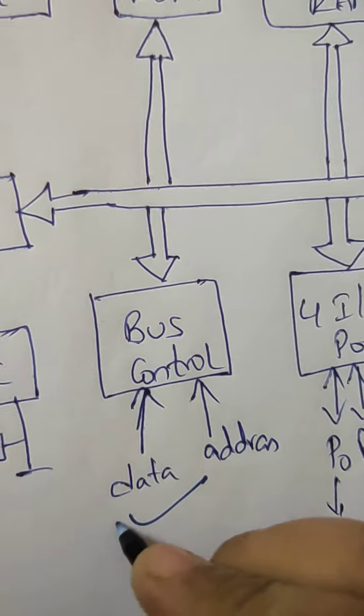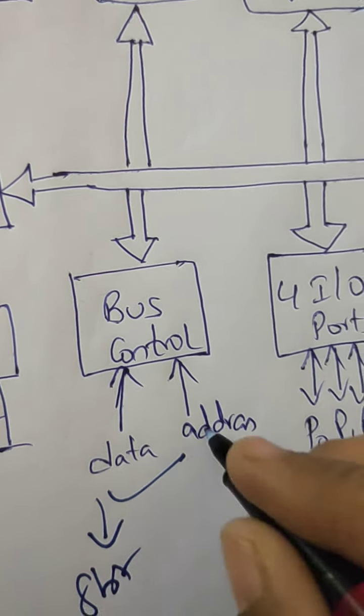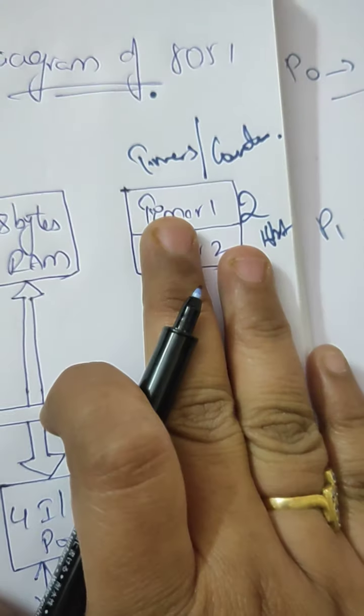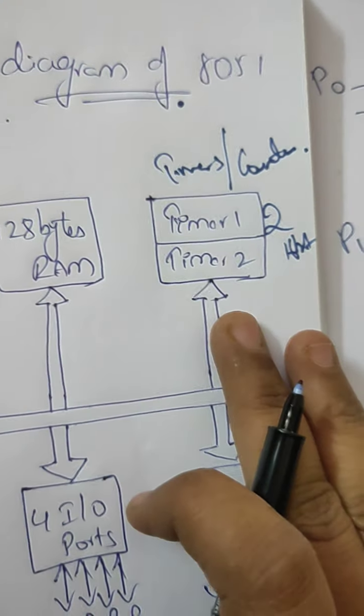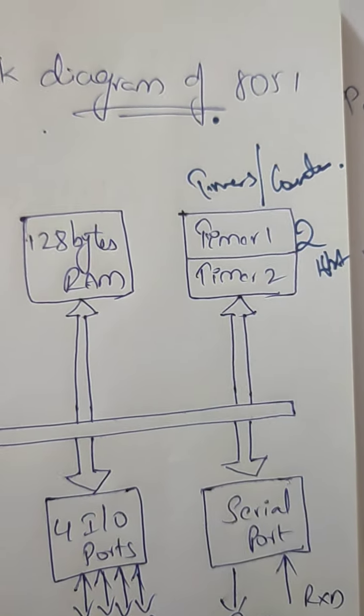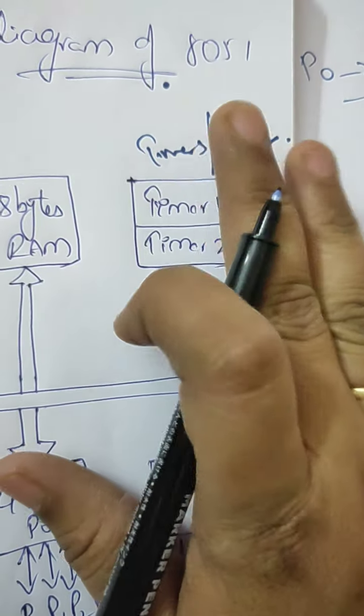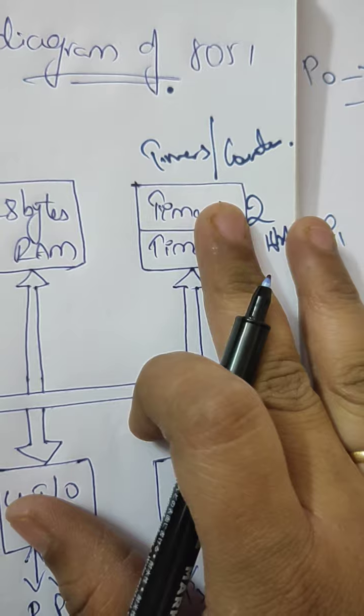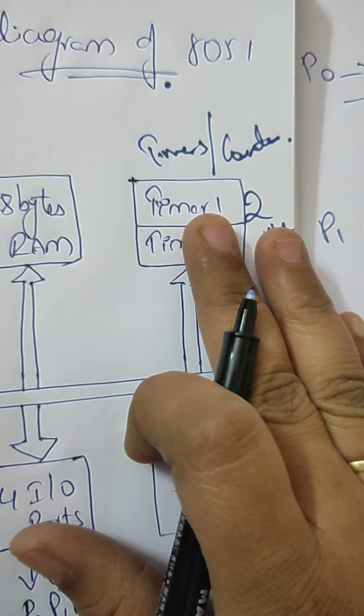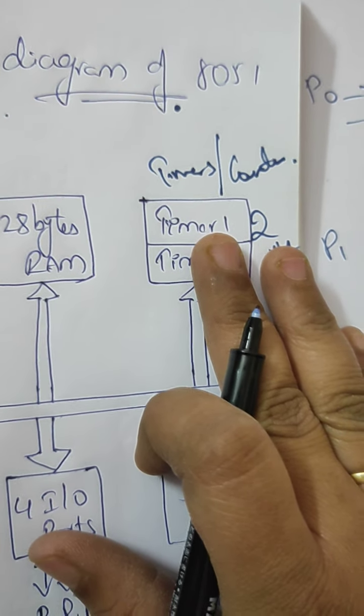Whereas in bus control, the data consists of 8 bits and the address consists of 16 bits. You have to remember this. Based on this you are going to perform the programming, everything. Okay, next, this timer can be used as a counter for timing operations that depends upon the source of the clock pulse given to the counters.